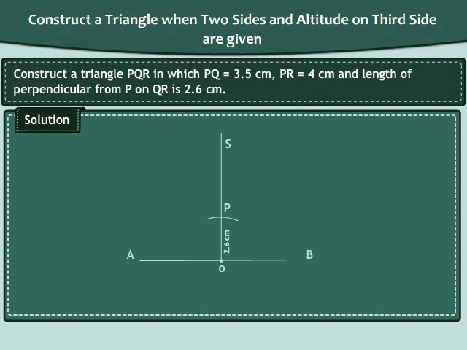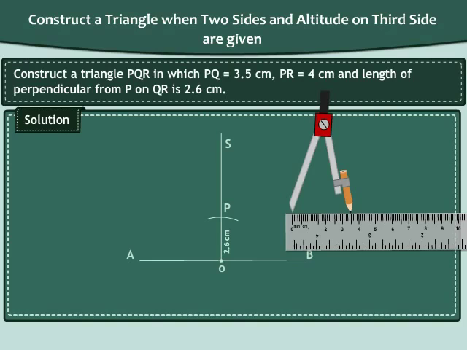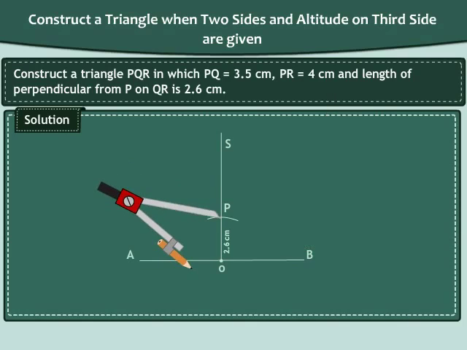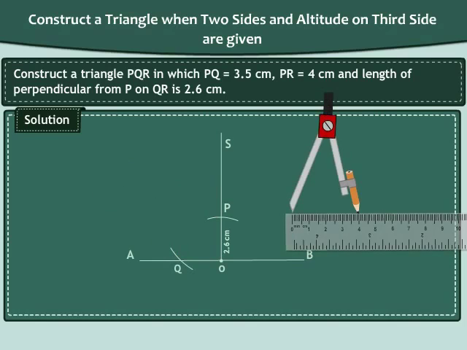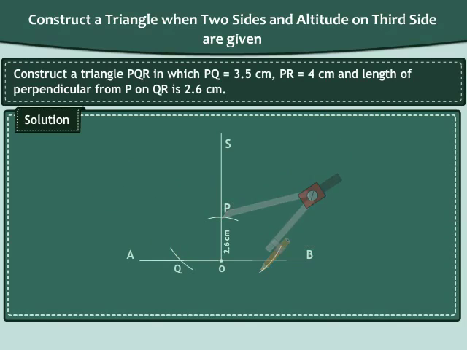Now with P as a center and radius 3.5 centimeters, draw an arc cutting AB at Q, and with radius 4 centimeters, draw an arc cutting AB at R. Join PQ and PR. Thus, PQR is required triangle.